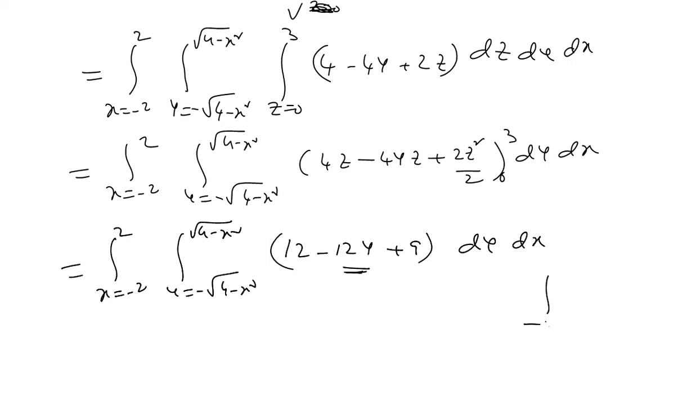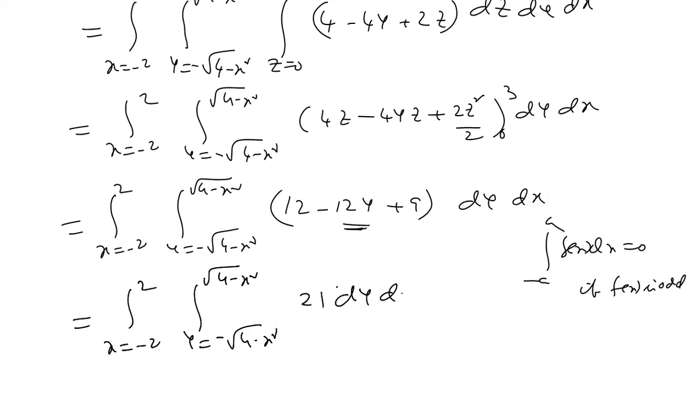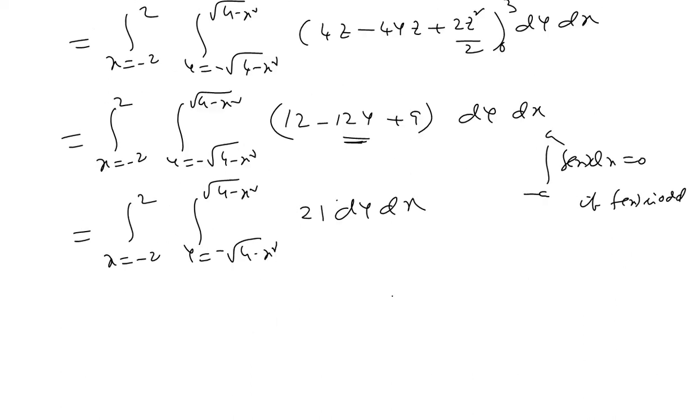So the integral from minus a to a of f(x) dx equals 0 if f(x) is odd. Okay, so the middle integral value is 0. The remaining terms are even functions, so no need to write the limits again. This is 21 dy dx. The double integral of dy dx is nothing but the area of the region, here a circle. So 21 into the area of the circle.